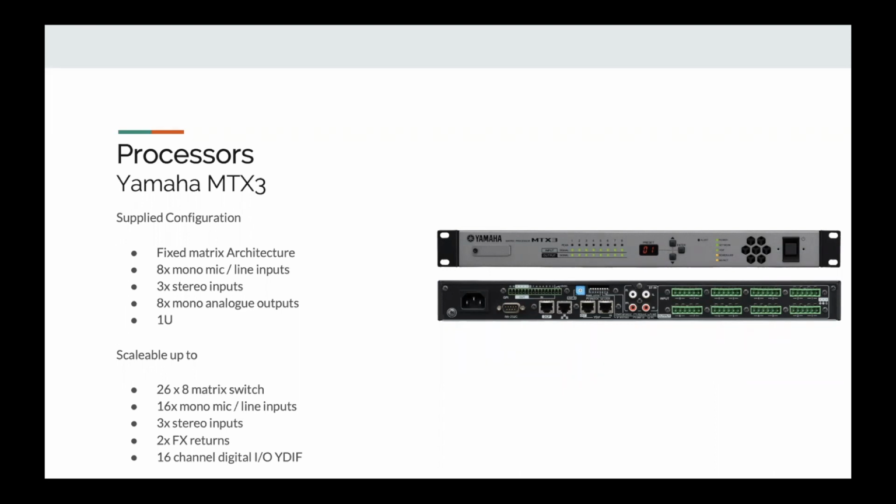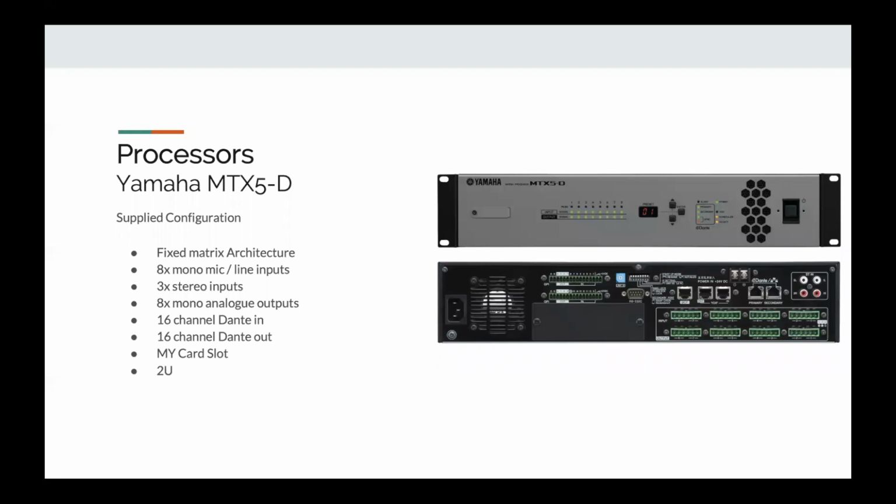So off these devices, you can run many amplifiers if you want to, and they're scalable up to a 26 by 8 matrix, 16 mono microphone or line inputs, 3 stereo inputs, 2 FX returns, which is where you can send the audio out and back in for processing, and finally 16 channel digital via the YDIF connection. YDIF stands for Yamaha Digital Interface. It's a little bit like SPDIF, but YDIF can carry up to 16 channels of audio over a single patch cable.